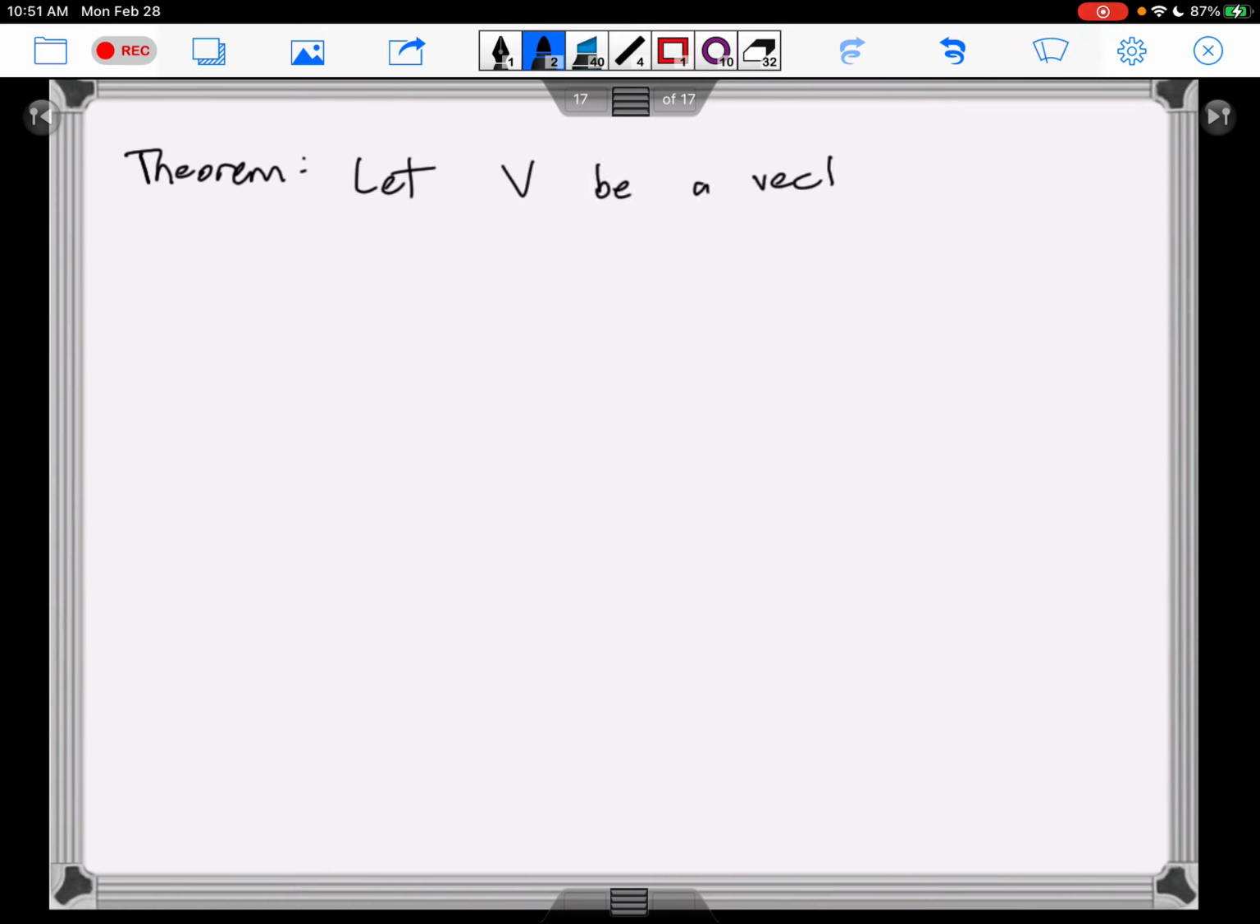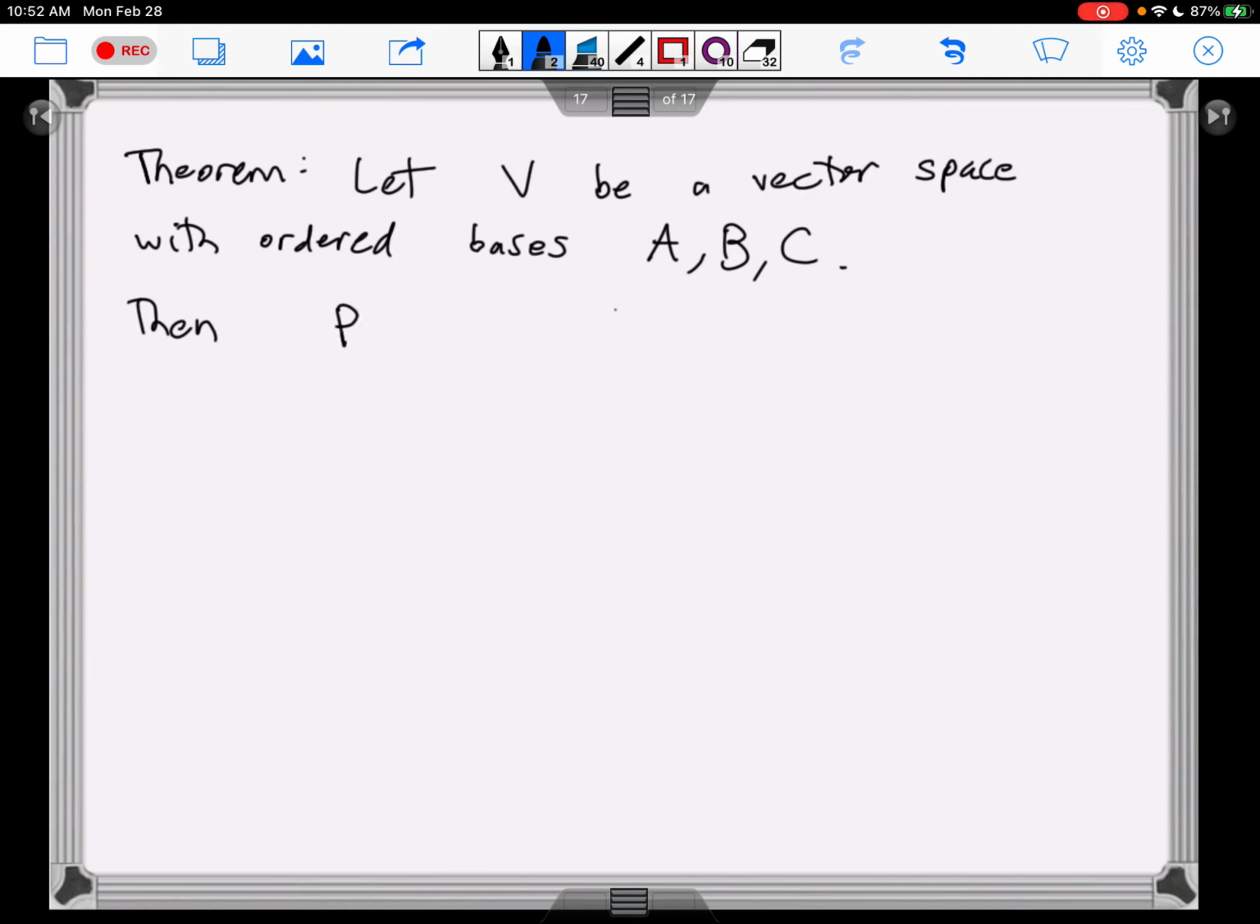Let's let B be a vector space with ordered bases. Now let's suppose we have three bases, A, B, and C. Then the following is indeed true. If you want to change from A to C, you can actually multiply the following two matrices together.